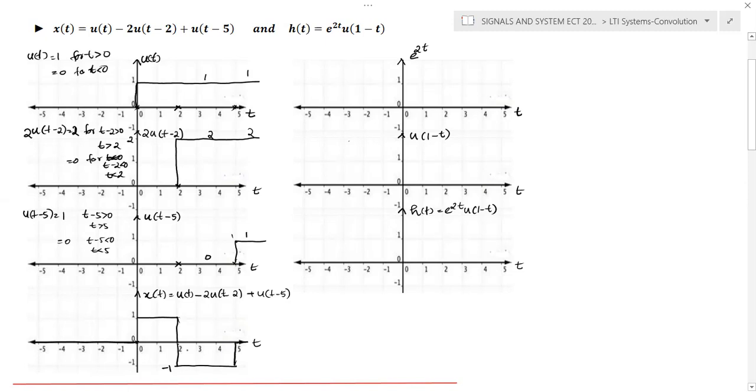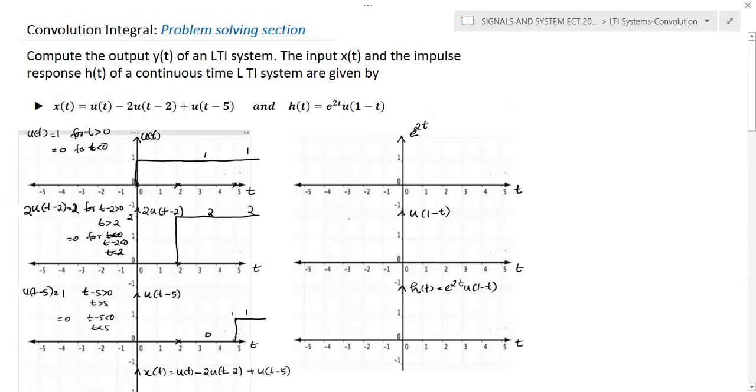From 0 to 2, 1. From 2 to 5, it's minus 1. And similarly, we need to draw the signal h of t, which is given by e raised to 2t into u of 1 minus t. So e raised to 2t means as a signal, it's an exponentially growing signal.